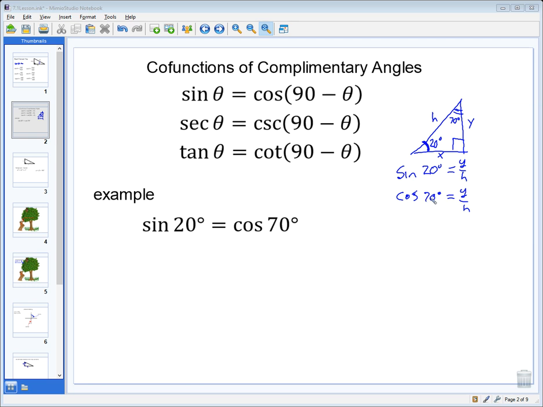Now notice that I can write 70 as 90 minus 20. So the sine of an angle is the same as the cosine of 90 minus the angle. And that works for all of them. Sine, cosine, secant, cosecant, tangent, cotangent. They're all cofunctions. So sine goes with cosine, secant goes with cosecant, and tangent goes with cotangent. And we could reverse the order. So cosine of the angle is equal to sine of 90 minus the angle.